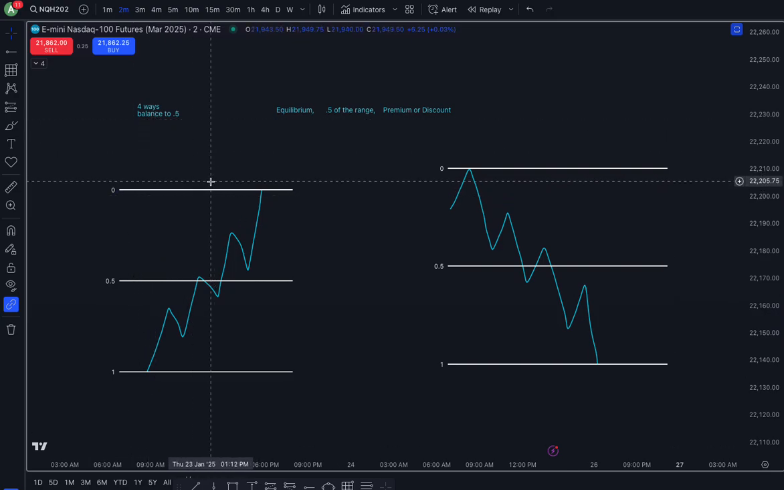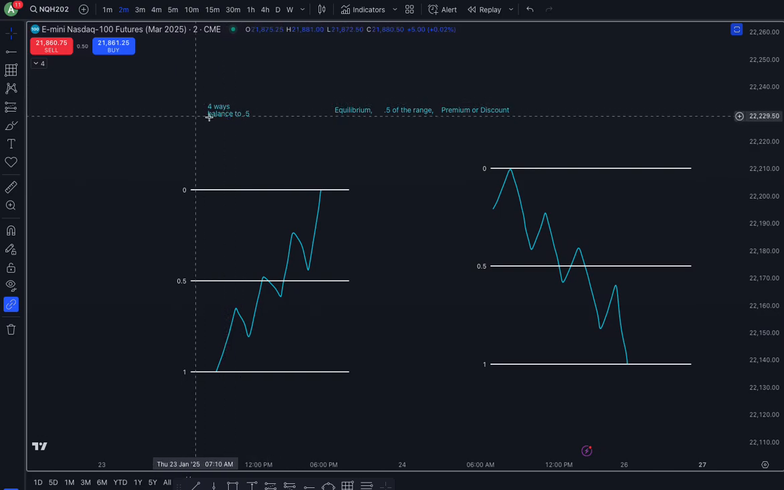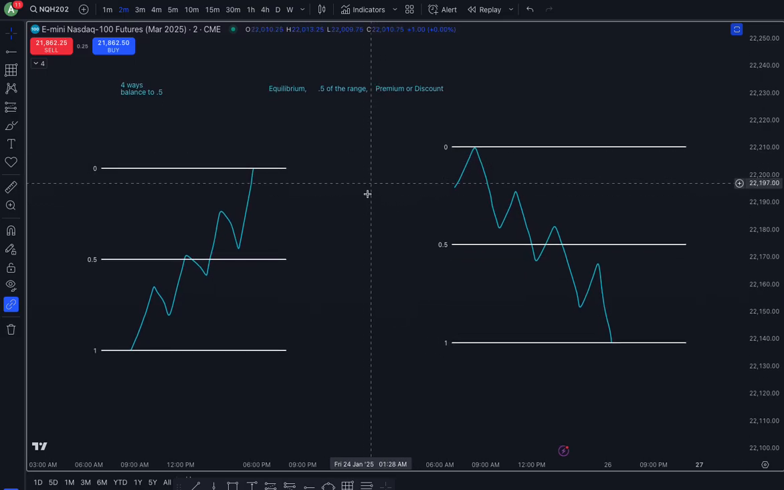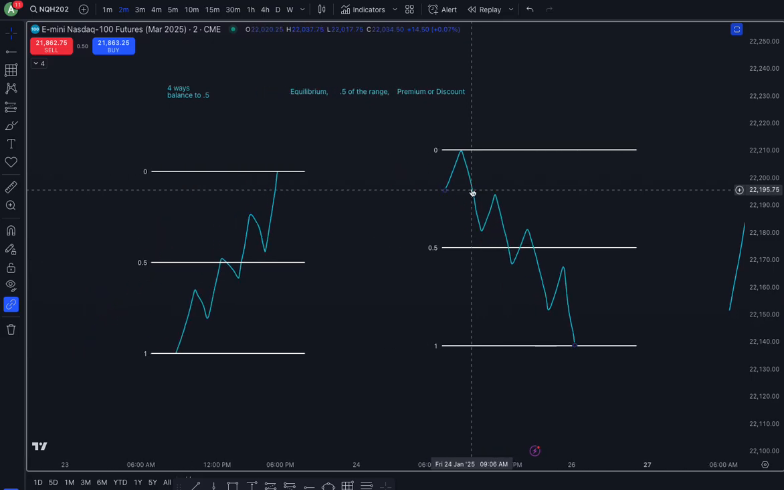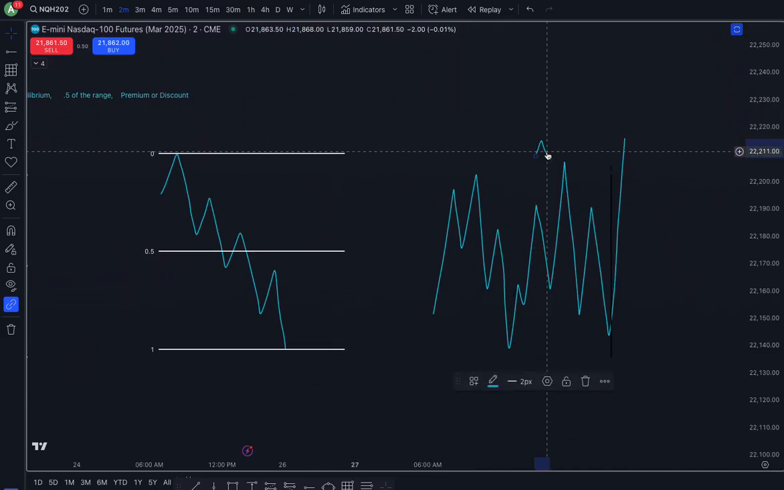So, market is looking to balance to equilibrium. It's always looking to balance itself, rebalance itself. It's like a scale. If it tips too far in one direction, it'll always come back. But, yeah.